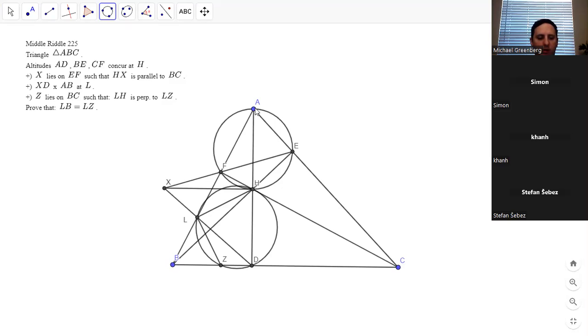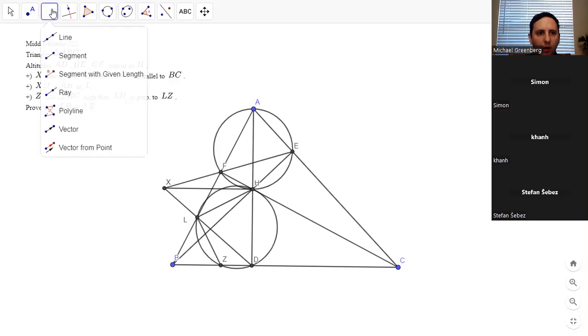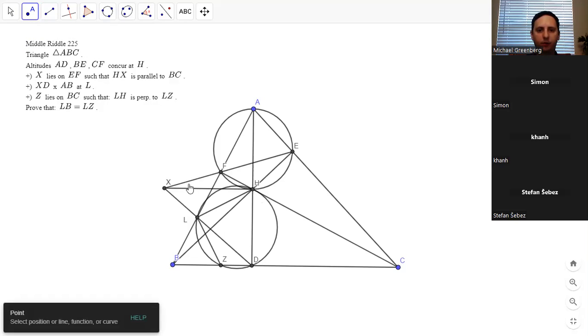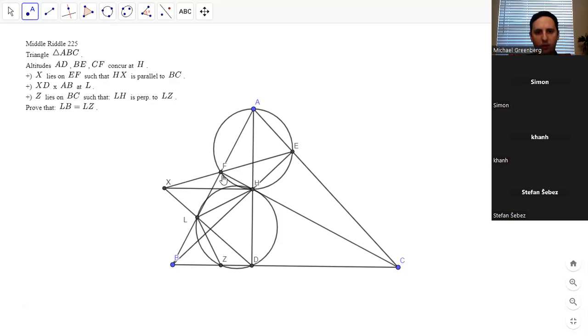All right. Isn't that just the same as saying that HX bisects angle FHL? The problem is equivalent to that, right? Did you get that from an angle chase? Yeah, so we need that Apollonius circle, right? Apollonius circle. Okay.